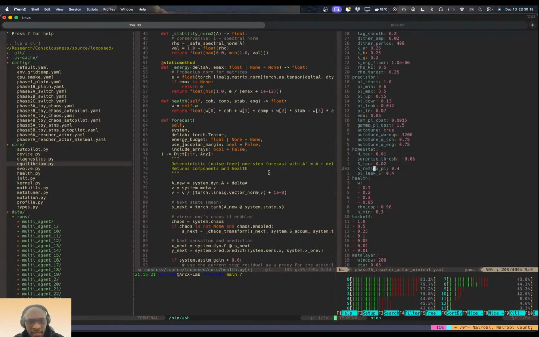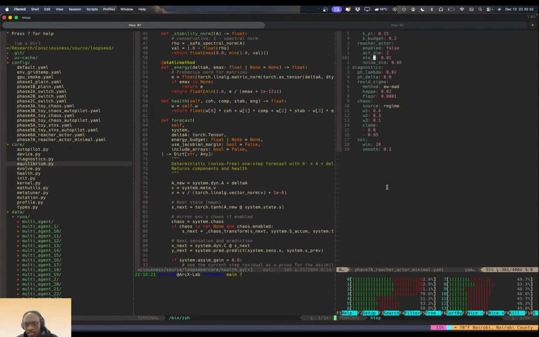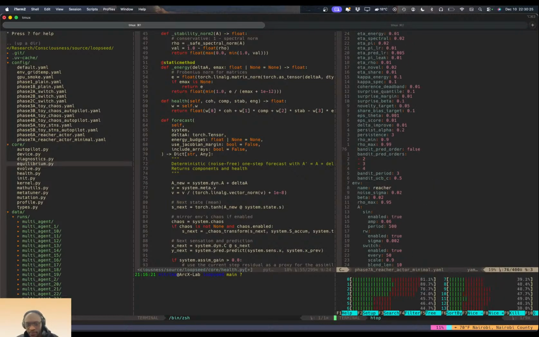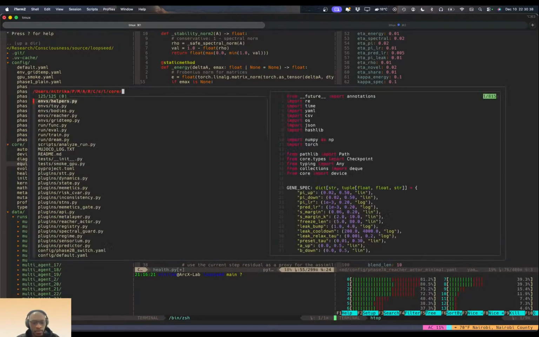Dimensions. Where is the code? I need the code for that. Sure. Battery low. This one, equilibrium.